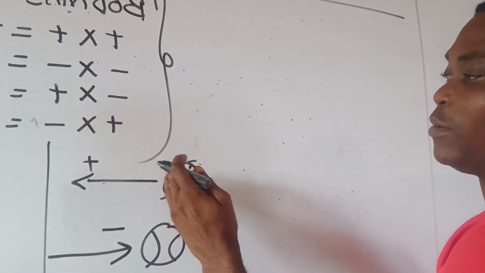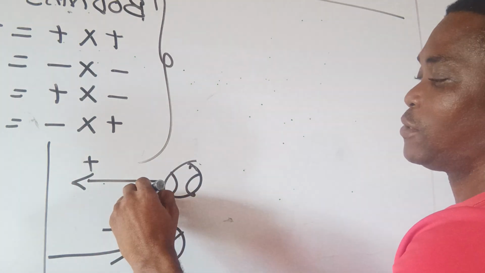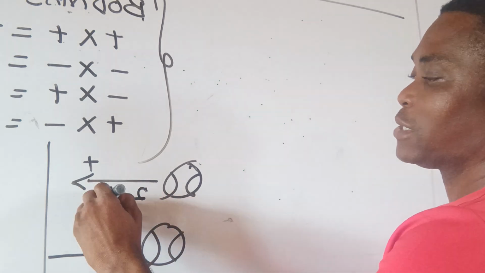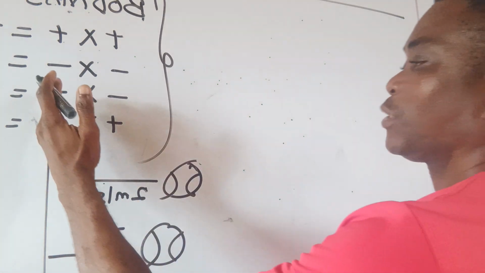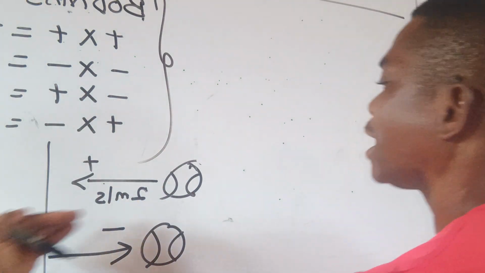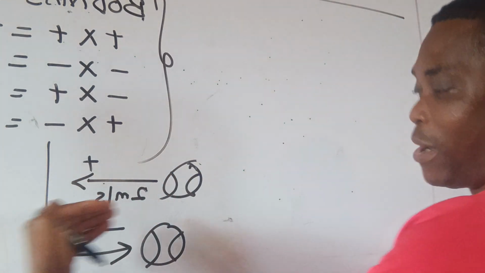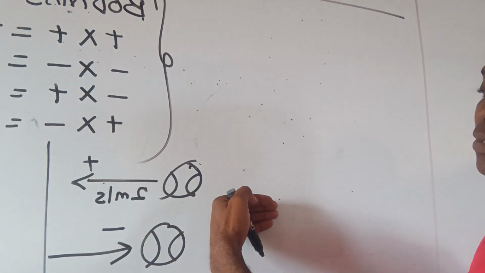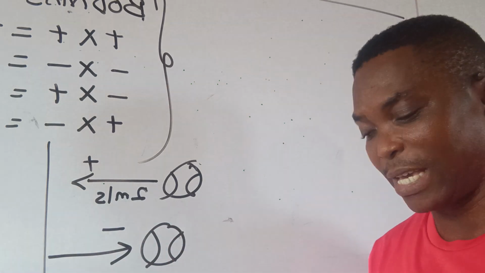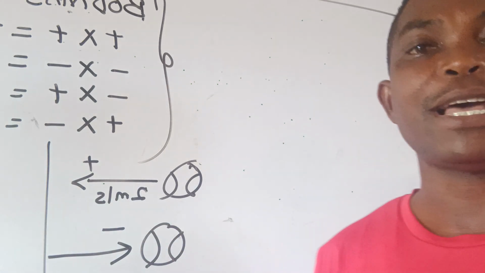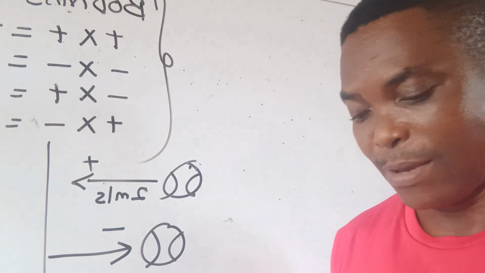So if this ball is moving with a velocity of, let's say, 2 meters per second, it is a forward movement. As soon as it touches this wall, it will rebound. So it's moving backward in an opposite direction. So it's going to be a negative value. So that's what they're trying to tell us in this movement.